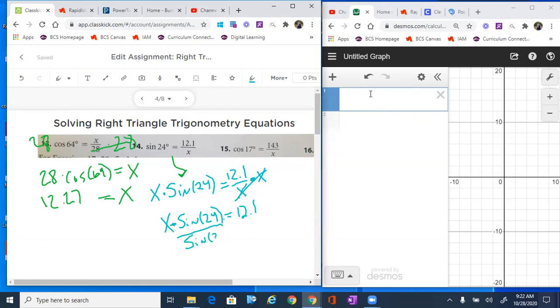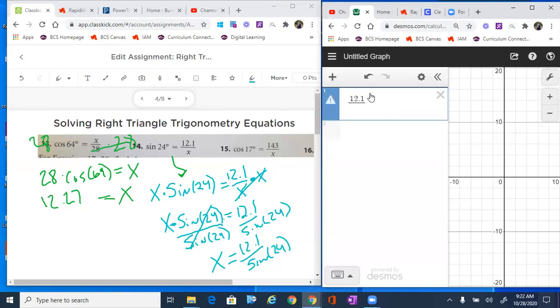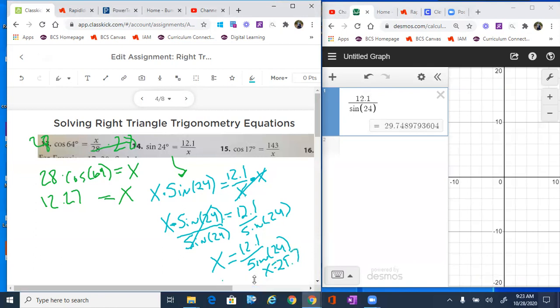Now, notice this sine of 24 is attached to x by multiplication, so we are going to divide by sine of 24 on both sides. The sines will cancel, and we'll be left with 12.1 over sine of 24. I go back to Desmos and type it in the same exact way, 12.1 divided by sine of 24. Just in case, I go back to the wrench, it is in degree mode, and x equals 29.7.